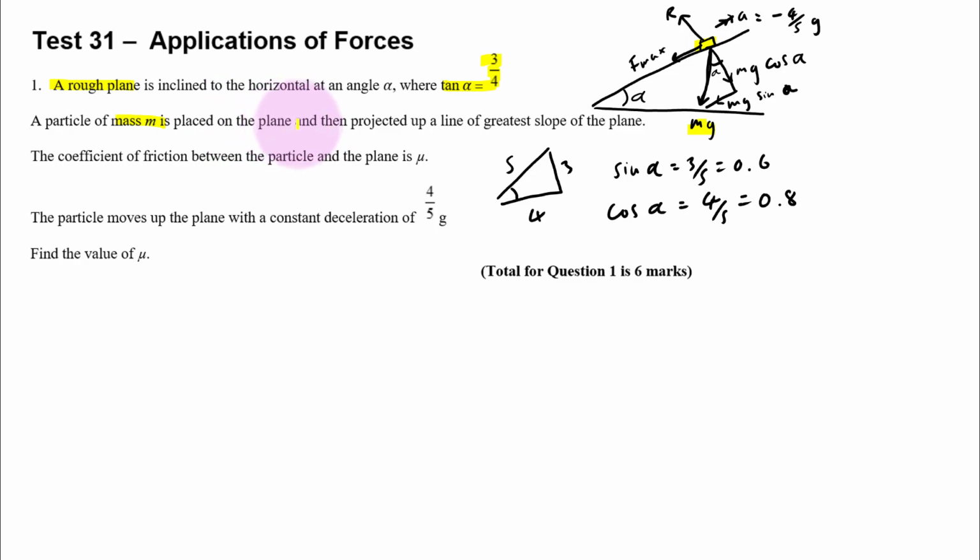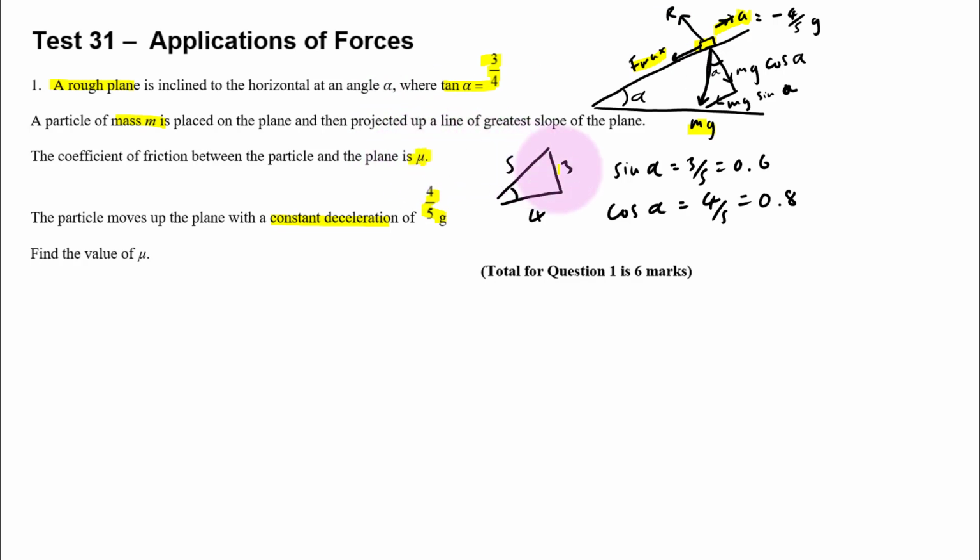It's placed on the plane and then projected up a line of greatest slope of the plane. So you can see it's going up this way with acceleration. It moves up with a constant deceleration. So this deceleration means as it's moving up, friction is slowing it down, which is this F max. And we have the coefficient of friction mu here.